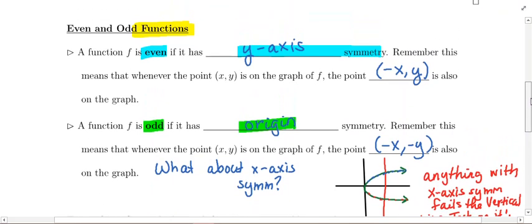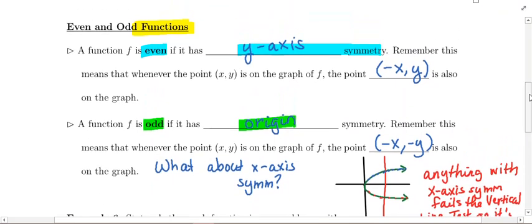When we were in section 2.1, we were working with equations that were functions, and we also dealt with some equations that were not functions. Now going forward from 3.1 on, since we know what a function is, we are only talking about functions. So you are going to be asked to classify functions as even or odd. Any function that you encounter will not have x-axis symmetry, because if something has x-axis symmetry, then it'll fail the vertical line test. It won't be a function. So any function is not going to have x-axis symmetry. That is why there is no special name for it.